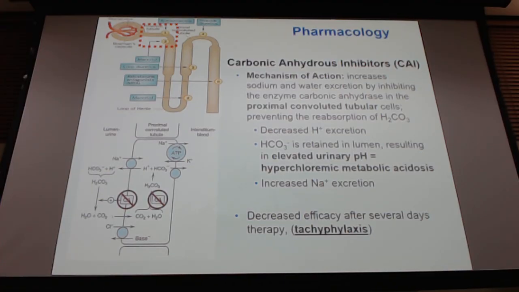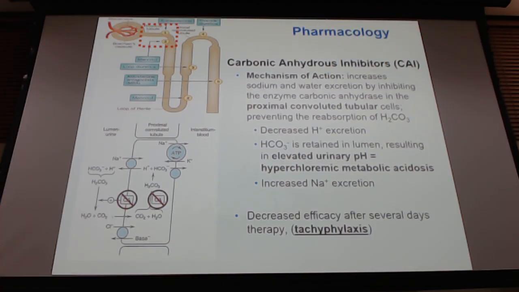With carbonic anhydrase inhibitors, you'll have a phenomenon called tachyphylaxis, and you'll have decreased efficacy after several days of therapy. This happens because there are so many other mechanisms down the nephron that your kidneys will compensate for that extra excretion of sodium. It's like, oh, our body is excreting so much, let me bring it back in. And so that's why that happens.